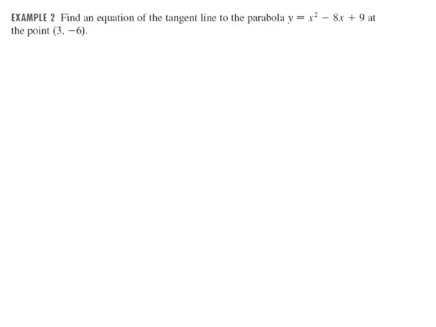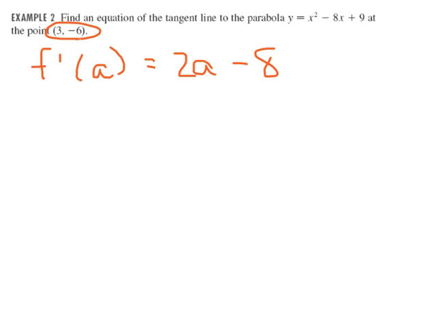Okay, this is part 2 of the lesson on section 2.7. If you recall, we have already found that f prime of a equals 2a minus 8. So now it remains to find the equation of the tangent line.